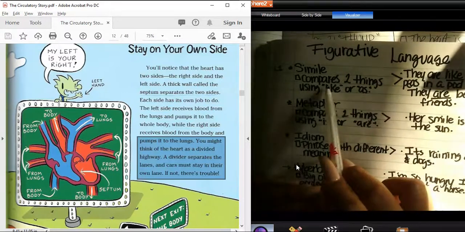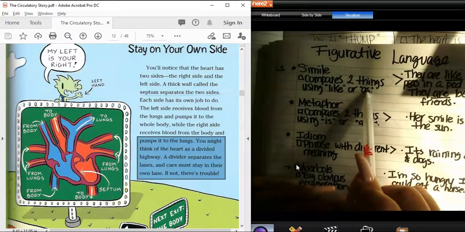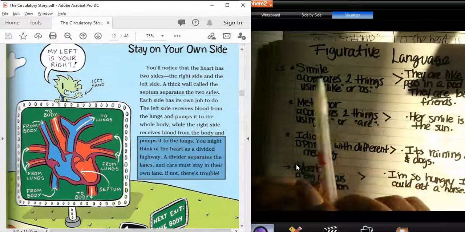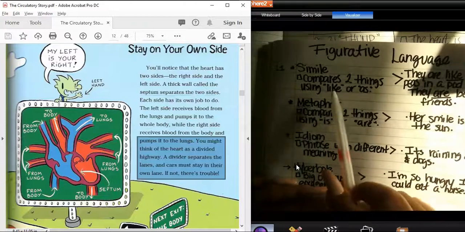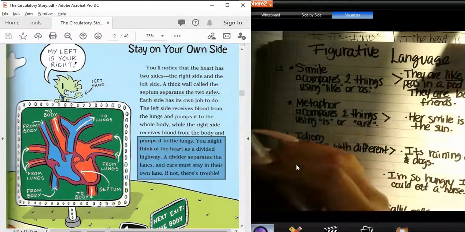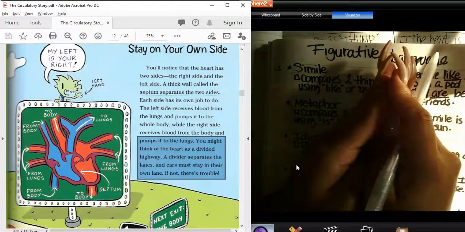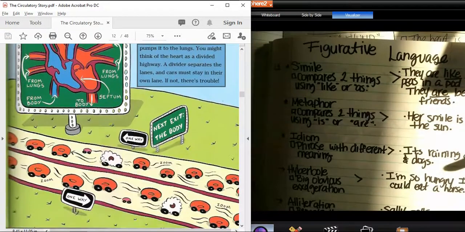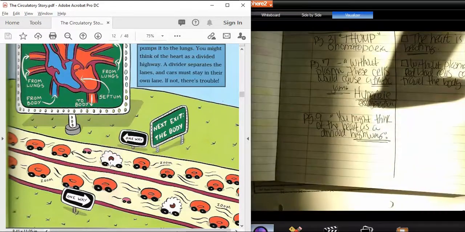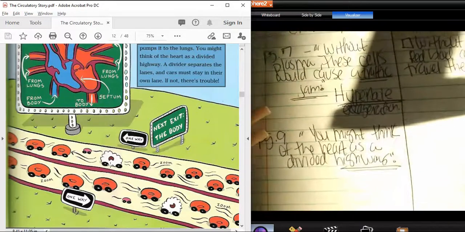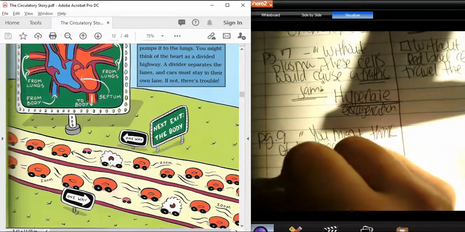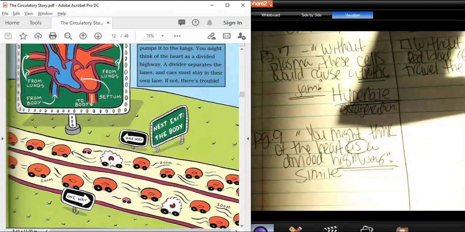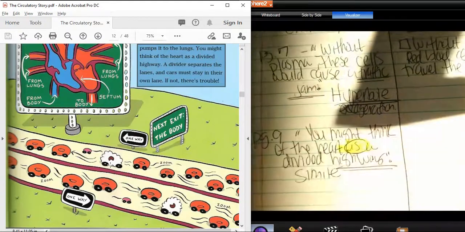Okay, well, is he using like or as? Yes, he is, right? Look what it says. "You might think of the heart as a divided highway." So it's comparing it to being divided. So your heart being divided as a highway. So it's saying the way that it's divided could be compared to a highway. So it is a simile. Let's go ahead and write that down. So it is a simile. And I'm going to circle the word. If you also have a highlighter, you can go ahead and highlight it.